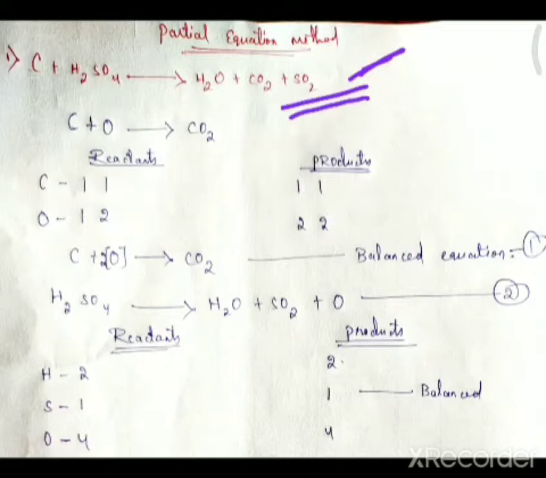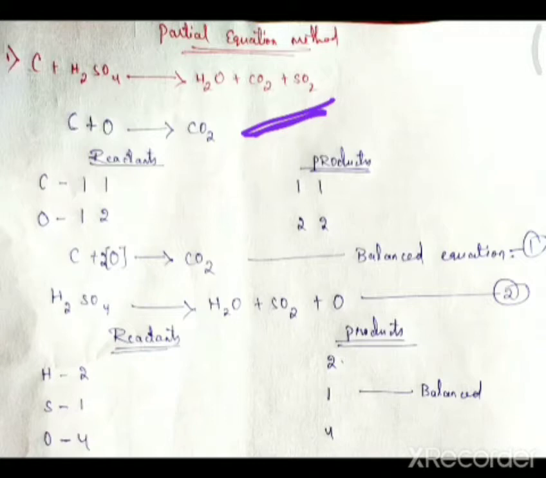Okay, so from this equation we have to split two more equations, then we will get the final balanced equation after adding that. Okay, so let's start. So the first split part is this equation, that is carbon plus oxygen gives rise to carbon dioxide. So we have to check whether this equation is balanced or not.